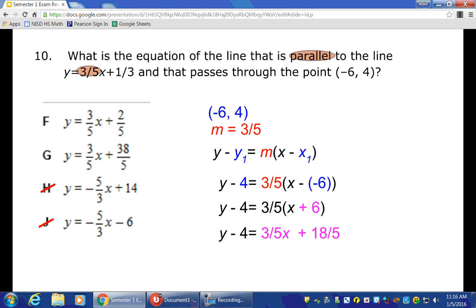Finally, to get y by itself, I'm going to add 4 to both sides. So if I add 4 to the left side, it cancels. If I add 4 to the right side, I will add 4 to 18/5. So now I have y equals 3/5 x plus 38/5. This matches answer choice G.